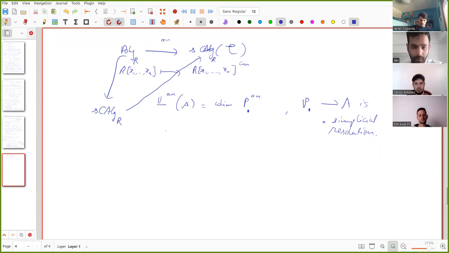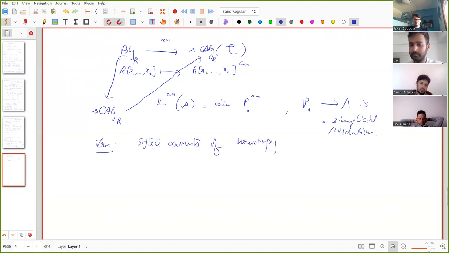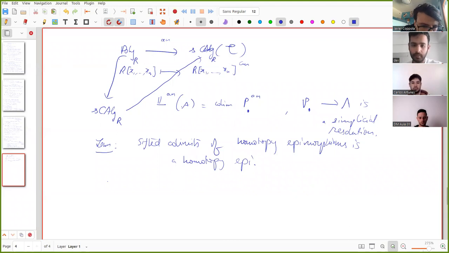Okay, but that's not yet a statement. The statement is that an intermediary lemma would be to say that sifted colimits of homotopy epimorphisms is a homotopy epimorphism. Okay, and that would imply the theorem, because we proved it for polynomial algebras. Okay, well.